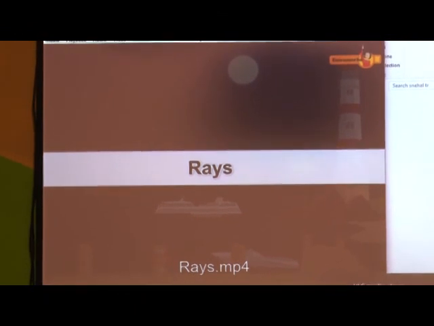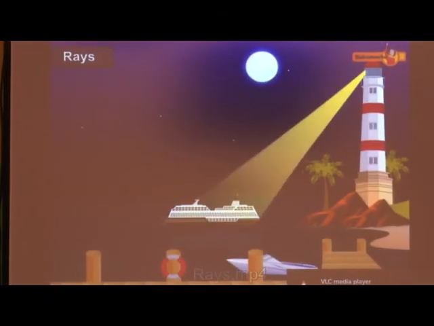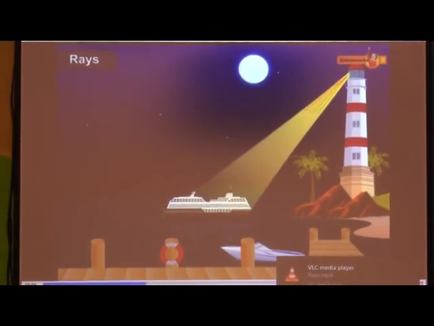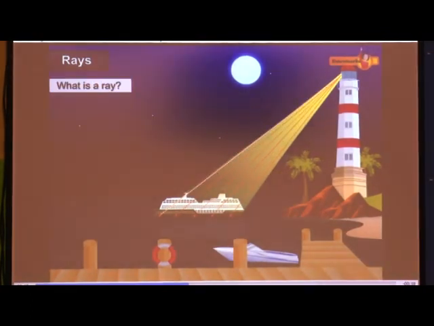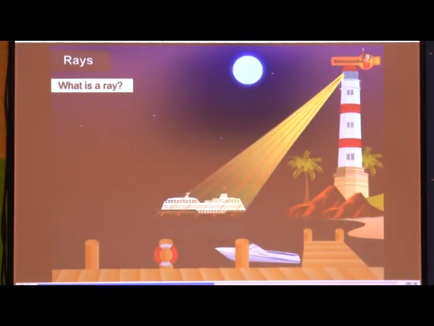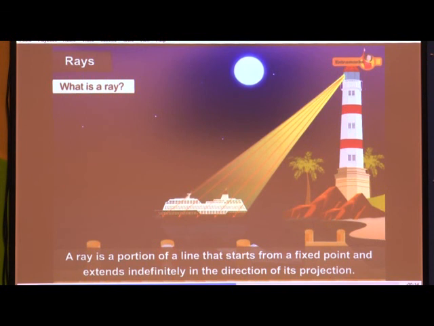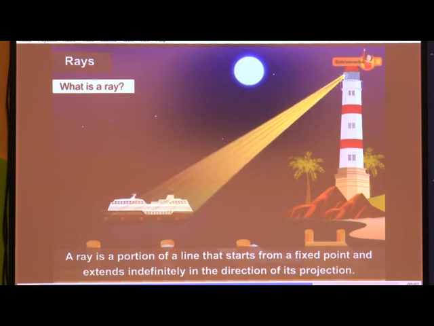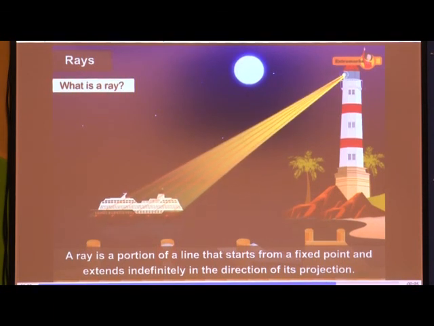Rays. Look at the beam of light coming from a lighthouse. A beam of light consists of infinite rays of light. Do you know what is a ray? A ray is a portion of a line that starts from a fixed point and extends indefinitely in the direction of its projection. A ray has one fixed point, which is also known as its initial point.